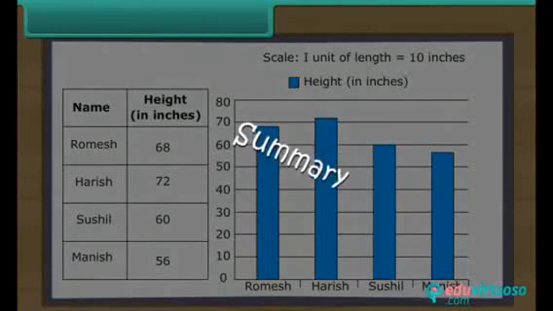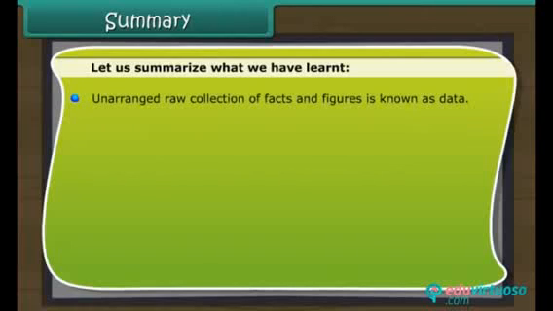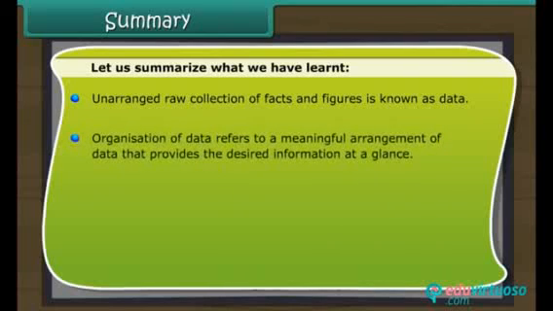Summary. Let us summarize what we have learned. Unarranged raw collection of facts and figures is known as data. Organization of data refers to a meaningful arrangement of data that provides the desired information at a glance.